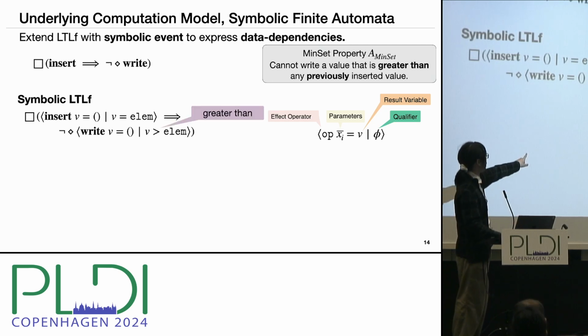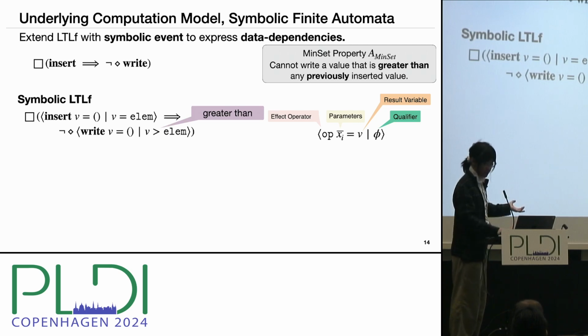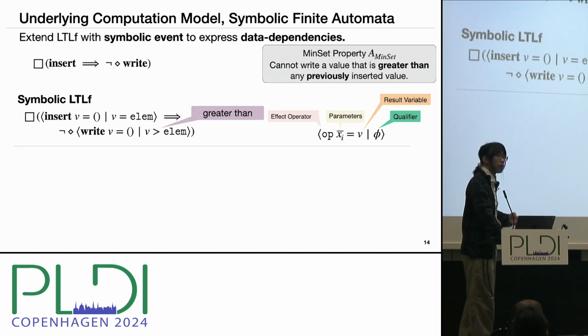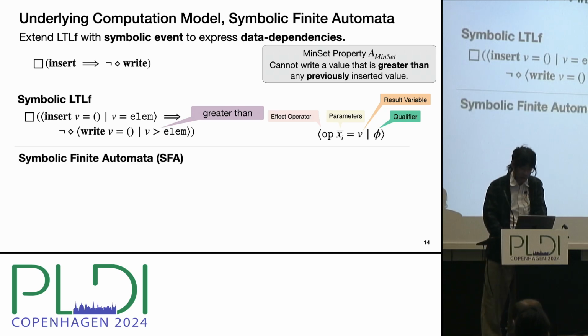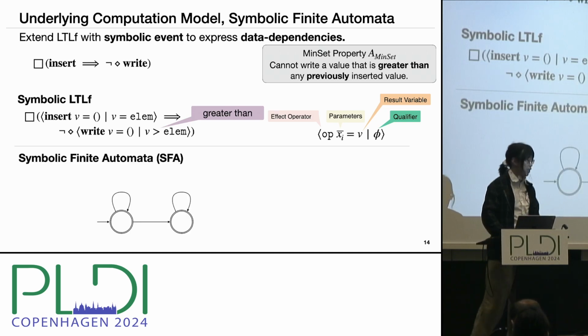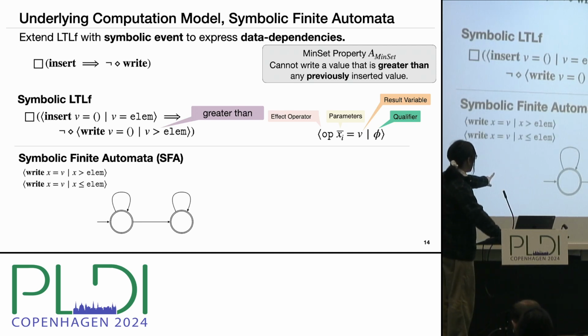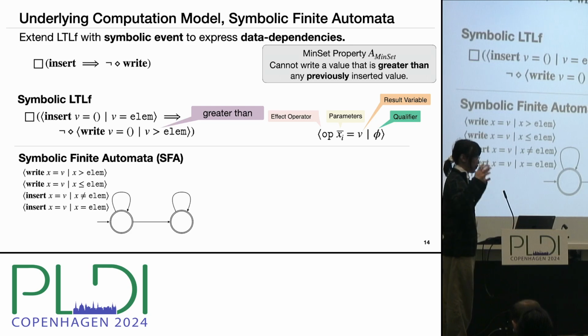So here is a qualifier. You can see there's a greater-than, which indicates a data-dependent property. Symbolic LTLf has the same expressive power as the symbolic finite automaton. And here is the automaton. Now it can transition with labels as 4 cases and not 2, because we have the qualifier.